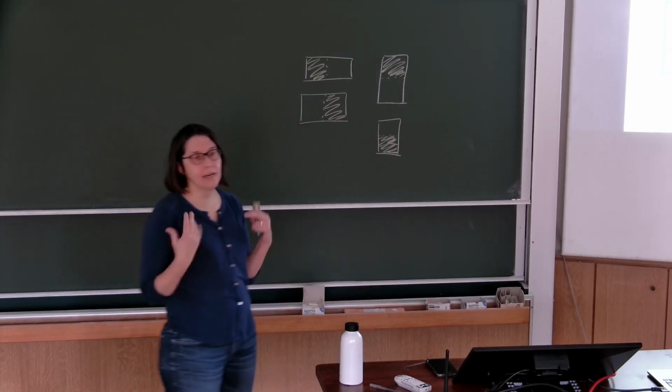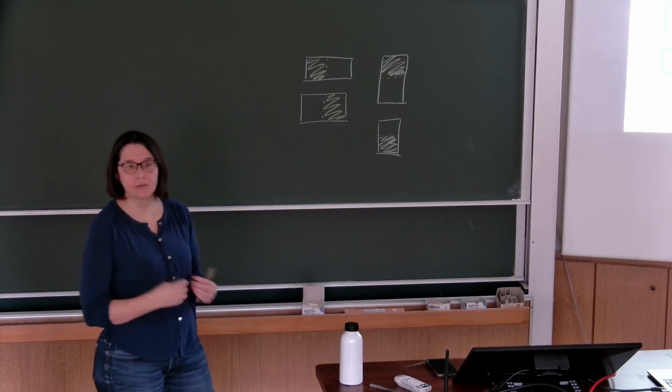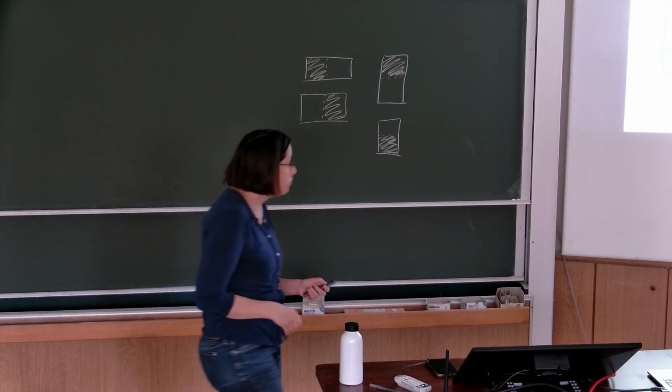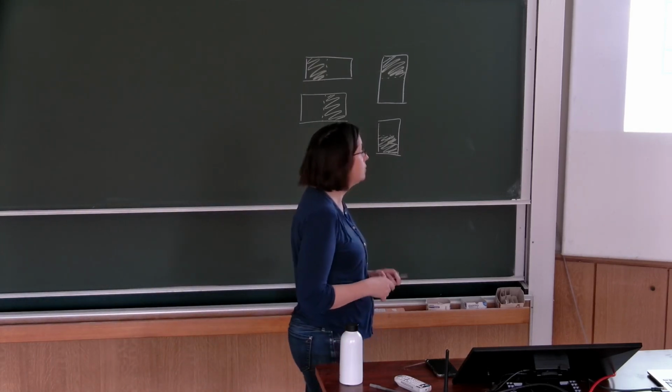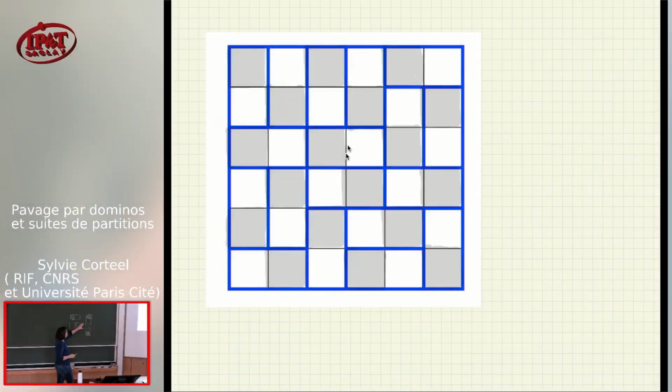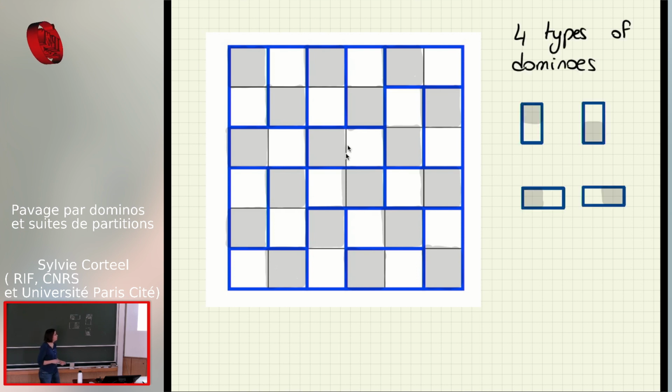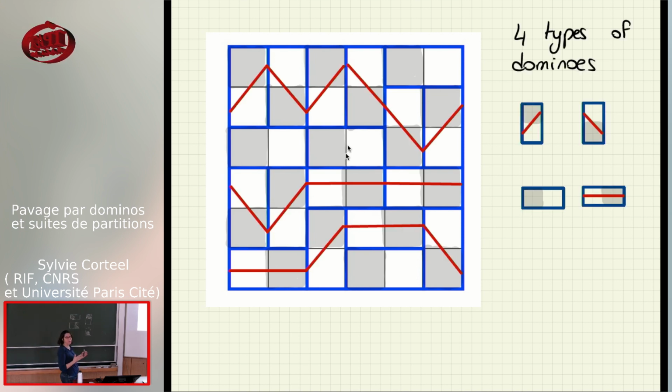And so why is it nice to see that as not 2 types but 4 types? Is that now I can make a bijection between my 4 types of dominos here and certain steps. Okay. So I have my 4 types of dominos, and now I biject them. So I decide that now if I see white at the bottom and gray at the top, I put an up step.